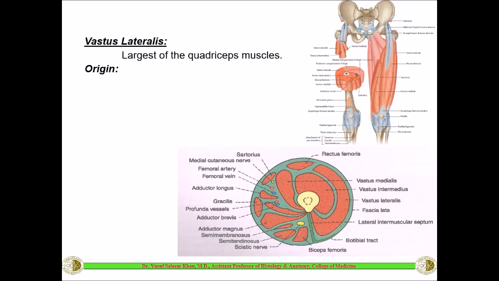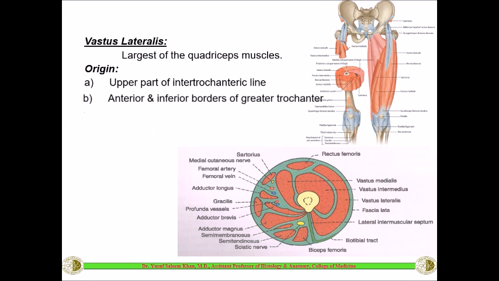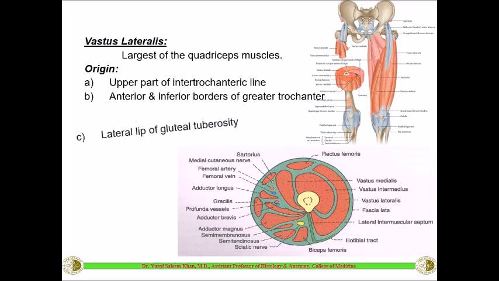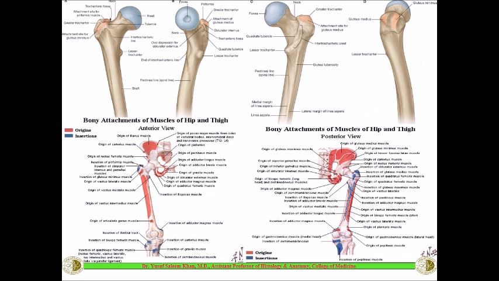So the origin of this muscle is from the upper part of the intertrochanteric line. So where is this intertrochanteric line? We'll see this picture and then we'll appreciate this. Okay, so if you see here, this is the greater trochanter of the femur and this is the lesser trochanter. In the front, we have something called the intertrochanteric line, the line extending from one trochanter to the other trochanter. So this is called the intertrochanteric line.